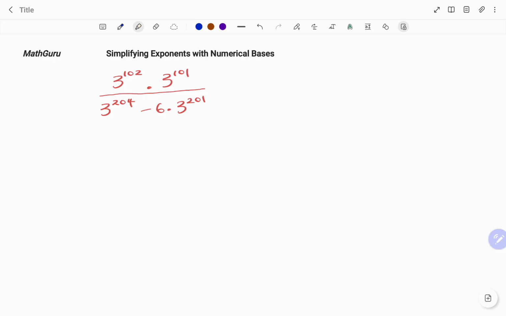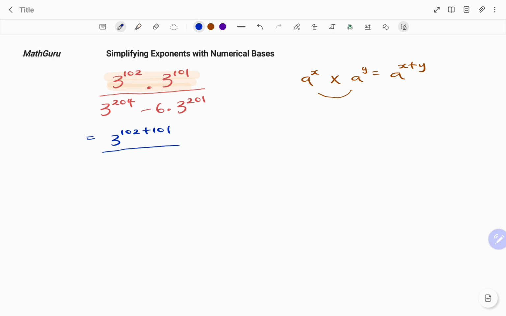For my numerator, because I have multiplication between the two terms and they have the same base, I'm going to apply the laws of exponents that states that if I have a to the power of x multiplying a to the power of y, because the bases are the same, then my answer will be a to the power of x plus y. So because my numerator has a base of 3, I'm going to merge the exponents, so I have 3 to the power of 102 plus 101.